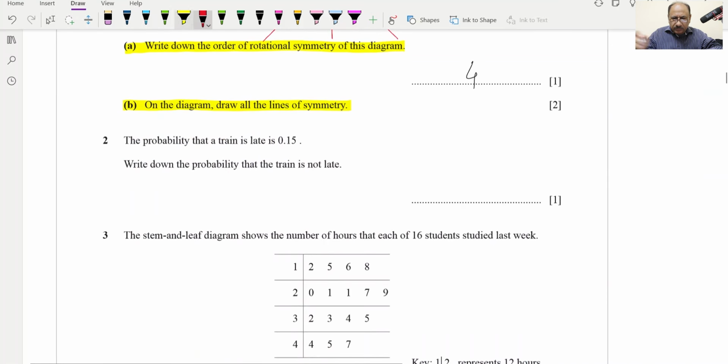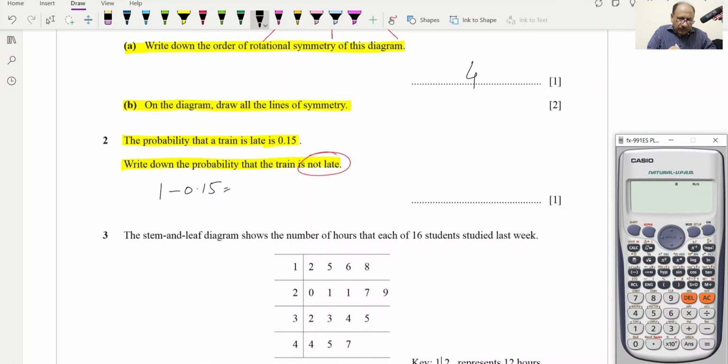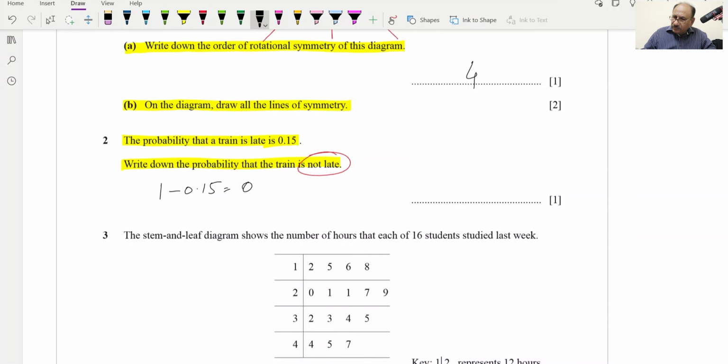Now, question number 2, the probability that a train is late is this one. Write down the probability that the train is not late. Not late will be what? Maximum probability is 1. So 1 minus 0.15 will be not late, and 1 minus 0.15 is equal to 0.85. So 0.85 will be our answer, and this is a 1 mark question.